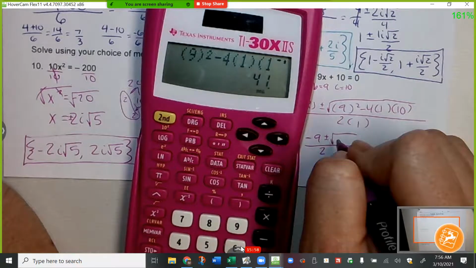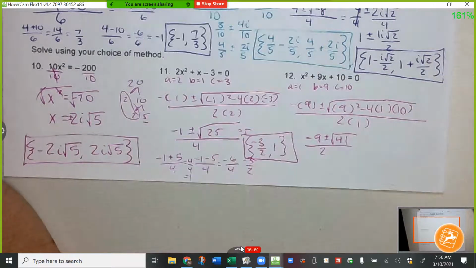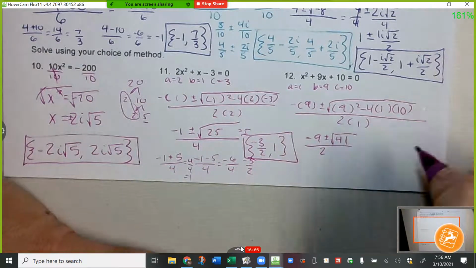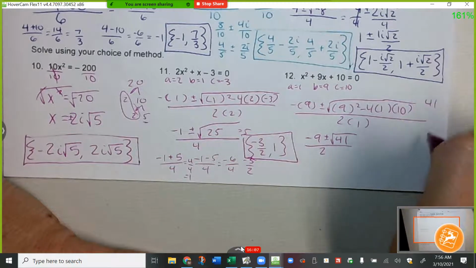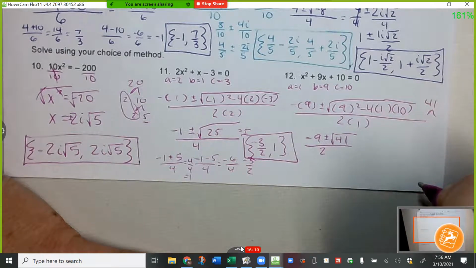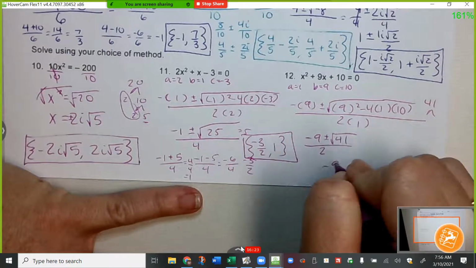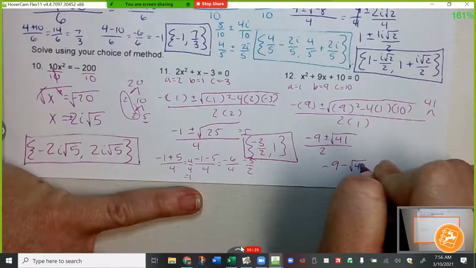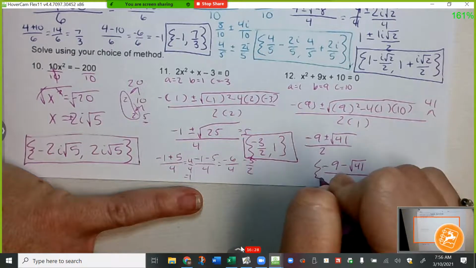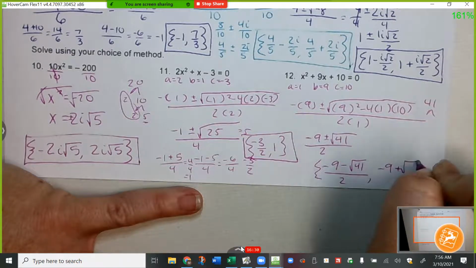So it gave me the square root of 41, which is not a perfect square. That also proves that you could not have factored it. So we're going to simplify 41. I really don't think you can. No, you can't. So you're just going to separate: negative 9 minus square root of 41 over 2, and negative 9 plus square root of 41 over 2.